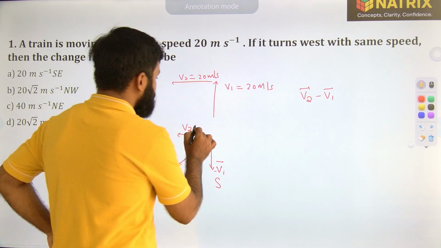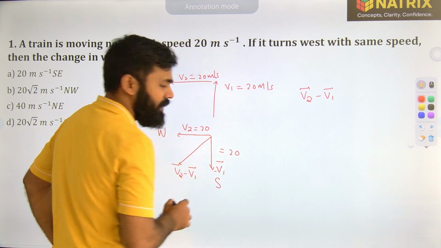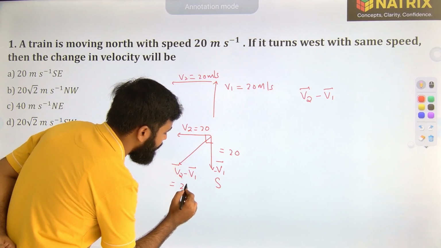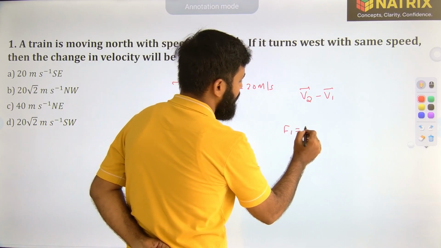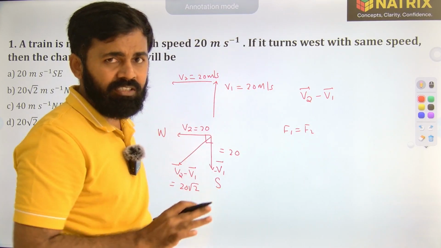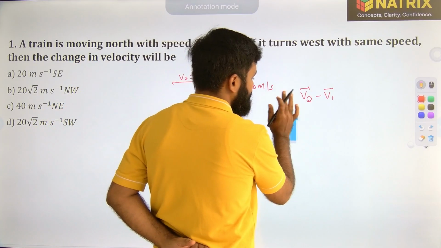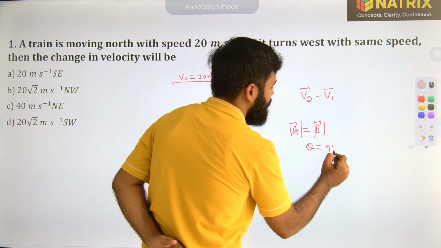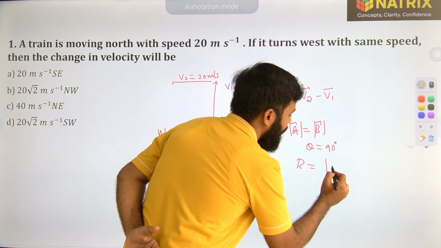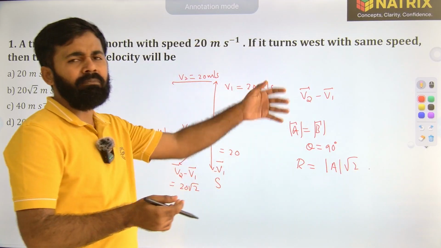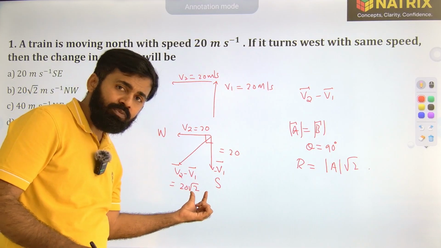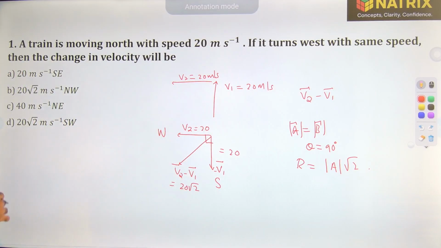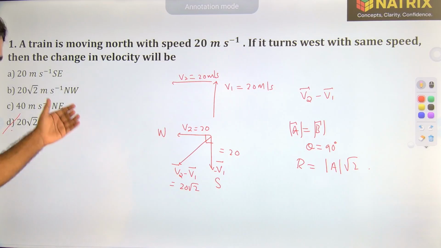And what is the value? See here, this is 20 and this is 20 and angle between them is 90. So the value is nothing but 20 root 2. When both the forces, or you can say velocities, any two vectors, let's say vector A and vector B, their magnitudes are equal and angle between them is 90, then resultant is magnitude of A into root 2 or even magnitude of B into root 2. So magnitude is 20 root 2. But direction is southwest. So change in velocity is 20 root 2, towards southwest direction.